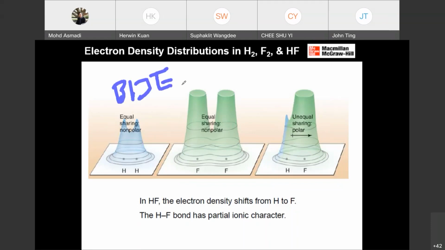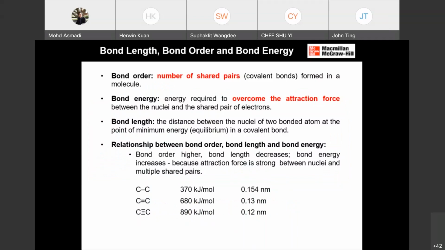And then bond length is the distance between nuclei of bonded atoms. This one already discussed. So this one overcomes the attraction force, for bond energy, number of shared pairs, bond length is distance. And then we look at here the relationship between the bond order, bond length, and bond energy. So bond order higher, bond length decreases, meaning that bond energy increases.